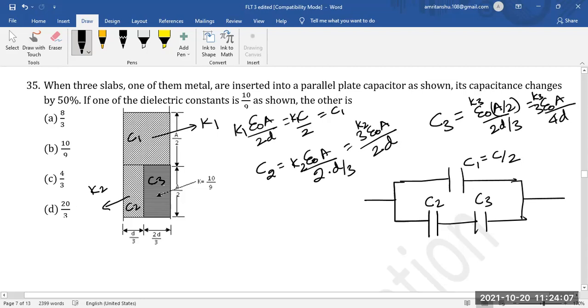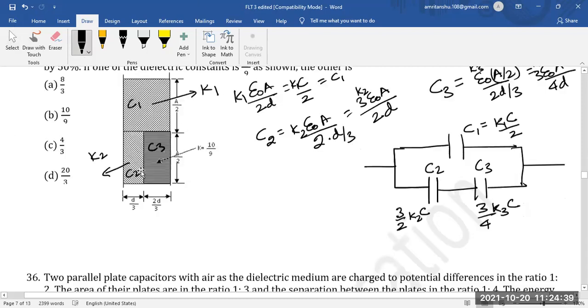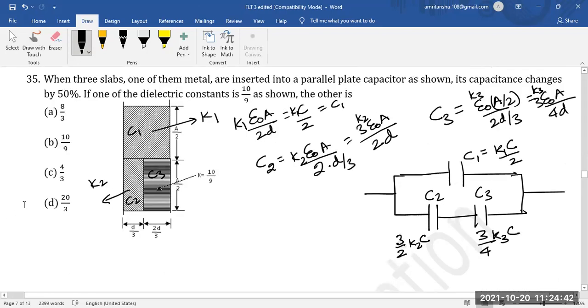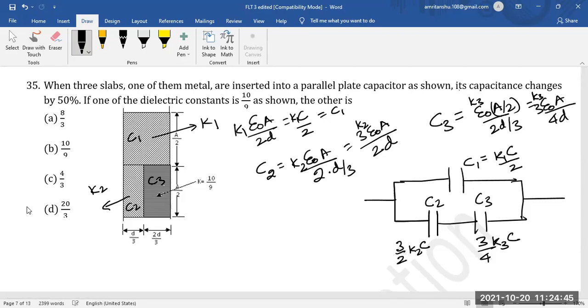So C1 will be K1 C by 2. C2 will be 3 by 2 K2 C. C3, epsilon naught A by D can be replaced as C, so this will be 3 by 4 K3 C. Now what we have to do is, it says in the question, its capacitance changes by 50%.